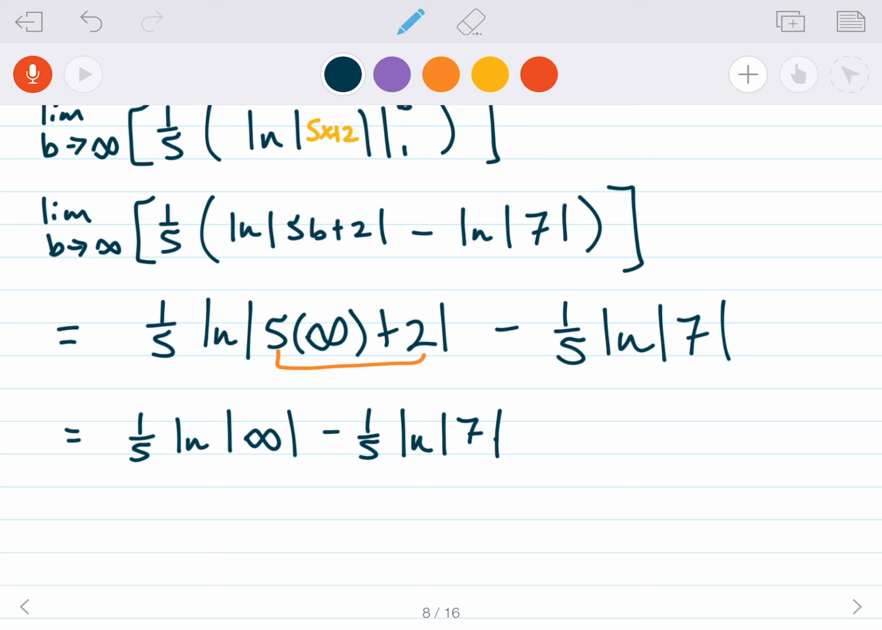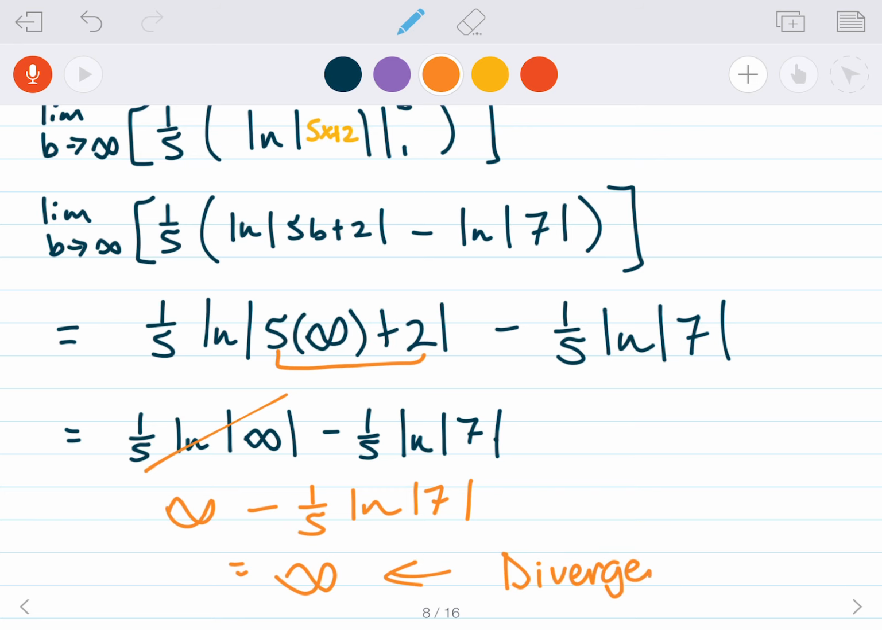All right, so what is the ln of infinity? Well, that's just going to be infinity, right? So this goes to infinity. Infinity minus just a number, of course, is going to be infinity. And so what this tells us is that the area is not finite. The area is divergent. Okay.